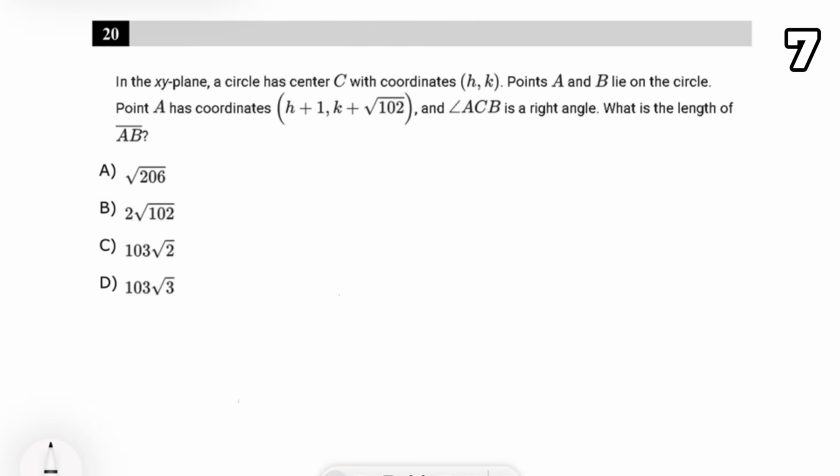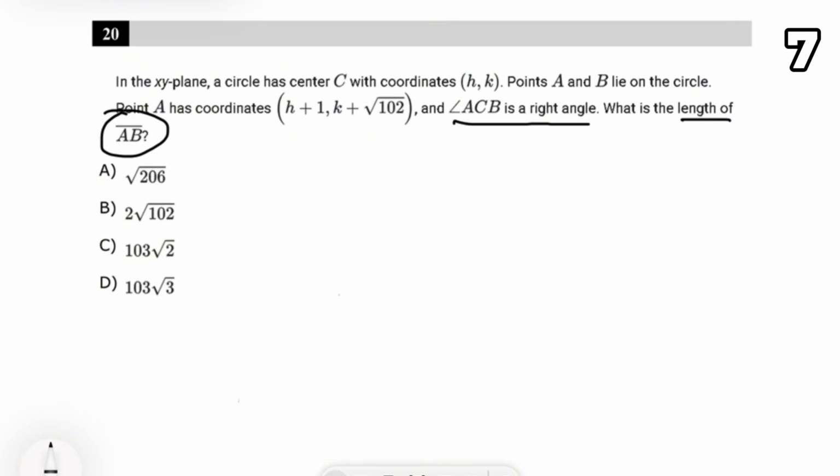Moving on, we have question number 7. In the xy plane, a circle has a center C with coordinates (h, k), and points A and B lie on the circle. Point A has coordinates (h plus 1, k plus root 102), and angle ACB is a right angle. What is the length of AB?